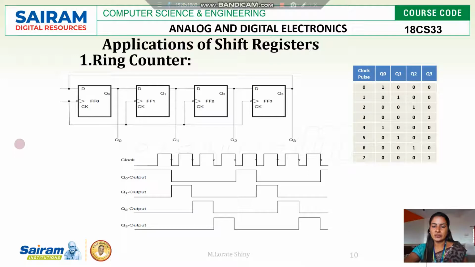Next is applications of shift register. Two applications we have taken. Shift register is used in a ring counter. So what is a ring counter? Ring counter is a shift register only, but the last flip-flop output is connected to the first flip-flop input. This is a ring counter. Okay, so Q0, Q1, Q2, Q3 are there. Q3 is the last flip-flop output that is taken as the input of the first flip-flop.